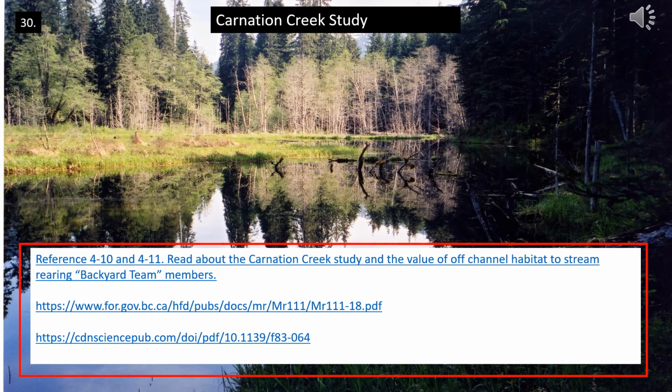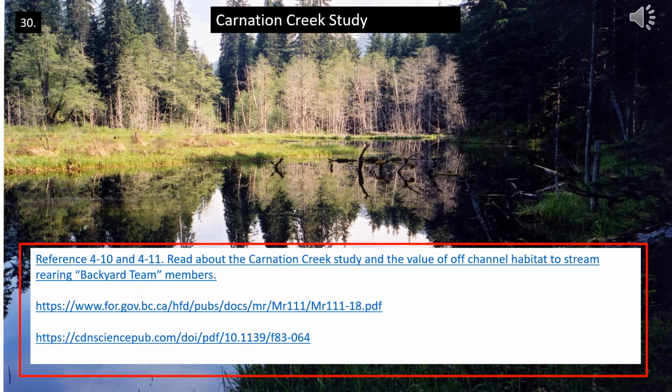So groundbreaking research was done in Carnation Creek. It's a small watershed on the west coast of Vancouver Island. And part of that research started to look at the impact of logging, the effect on how logging affected things like log jams in the mainstream, but also they looked at how this off-channel habitat was used by those stream salmonids, primarily in that case cutthroat and coho salmon. These are absolutely key studies.